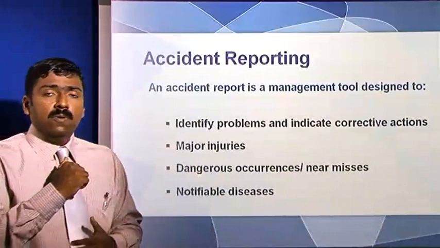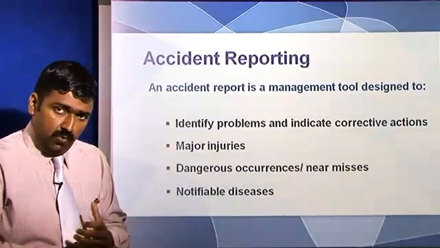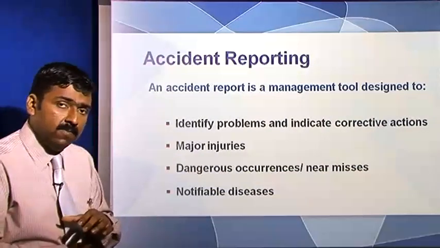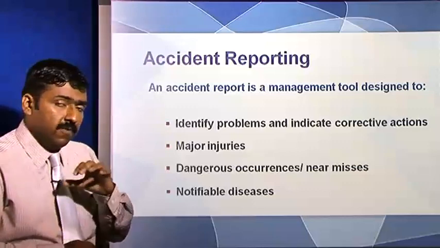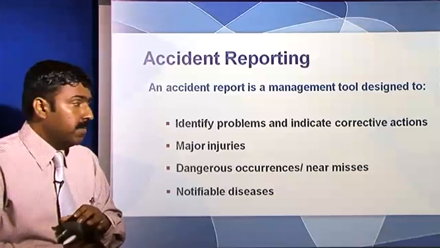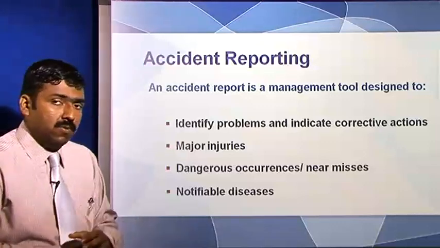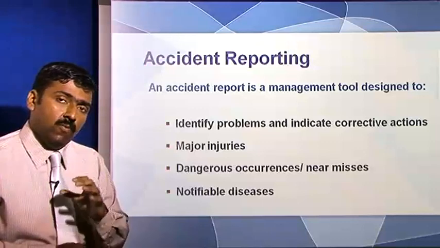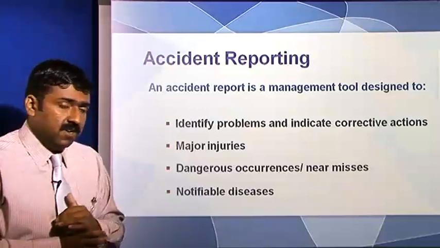Now how do you take care of the accident reporting process? Now accident report is a management tool designed to identify problems and indicate corrective actions. So the first and foremost is to identify the problems, what is the potential for any such accident at your workplace, and to indicate corrective actions. Major injuries, what are the possibilities of major injuries and what is the overall cost of such accidents for your workplace. Dangerous occurrences and near misses.